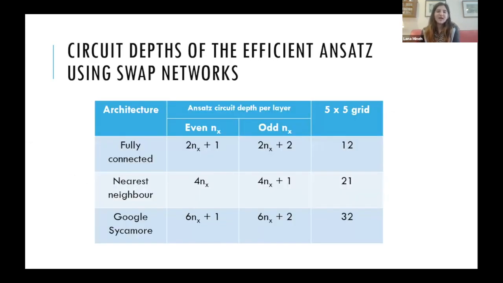I don't have time to talk about it here, but we implement an efficient version of these ansatze using something called swap networks. This table shows what the actual physical circuit depth would be for one ansatz layer for different architectures. We chose 5 by 5 here because it's just beyond the realm of what can be done classically. So the connectivity really does make a massive difference to our circuit depth.